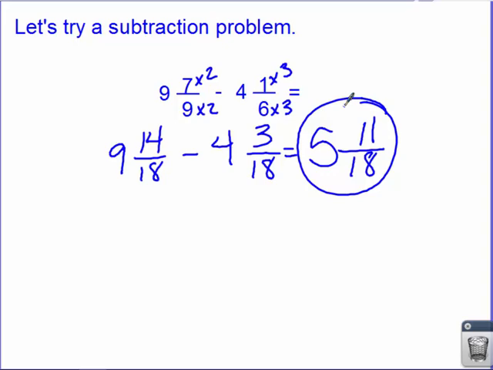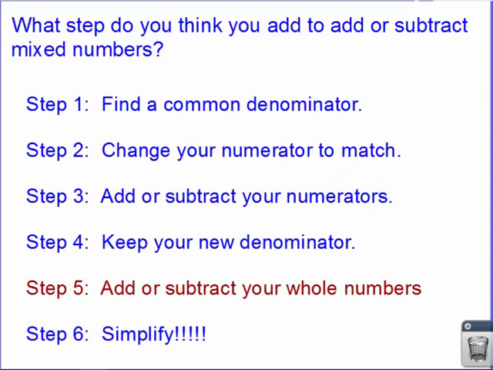So to add or subtract mixed numbers, what you've got to remember is step number 1, find a common denominator. Step number 2, change your numerator to match. Step number 3, add or subtract your numerators. Step 4, keep your new denominator. Step 5, add or subtract your whole parts. And then last but not least, step 6, simplify.